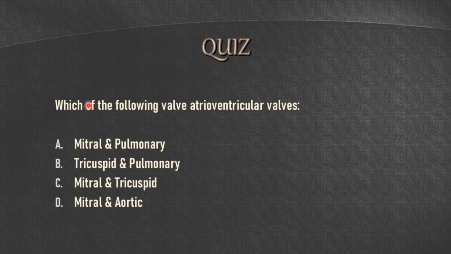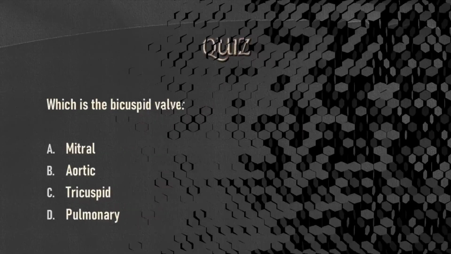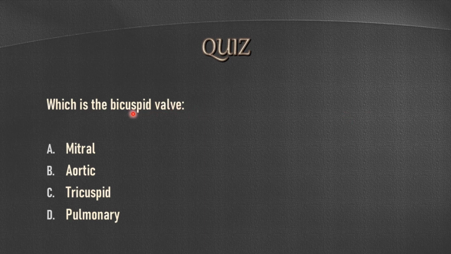Quiz number 2. Which of the following valves is an atrioventricular valve? Mitral and pulmonary, tricuspid and pulmonary, mitral and tricuspid, or mitral and aortic? Which is the bicuspid valve? Mitral, aortic, tricuspid, or pulmonary?